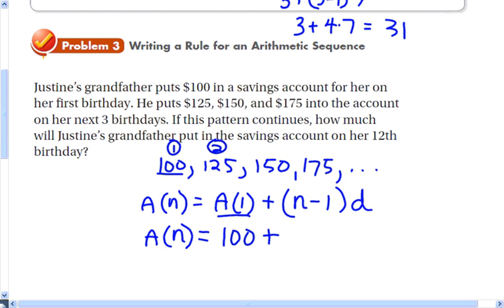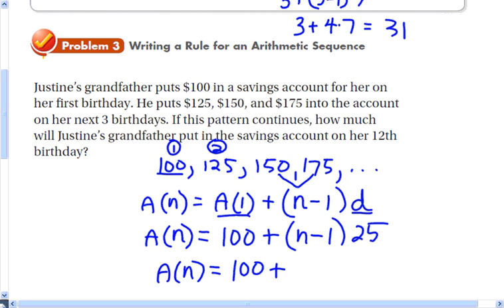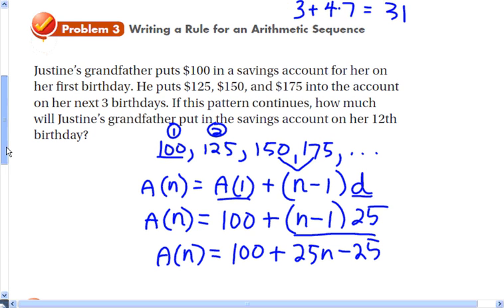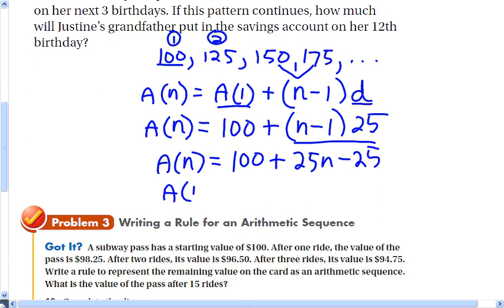plus we need to know the common difference, and that is just subtract any two consecutive numbers. 175 minus 150 is 25. And if you wanted to simplify that, you could. A sub n is equal to 100 plus, if we use the distributive property here, we get 25n minus 25, which is the same as 75 plus 25n.